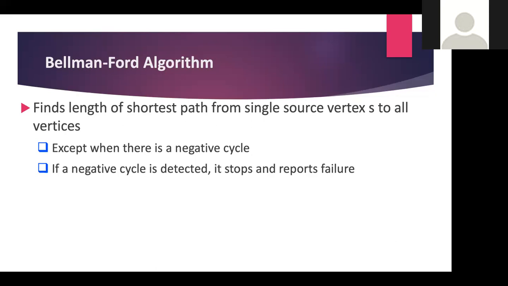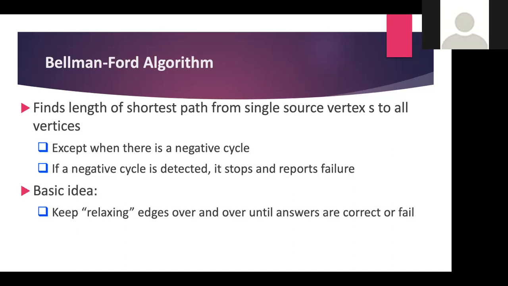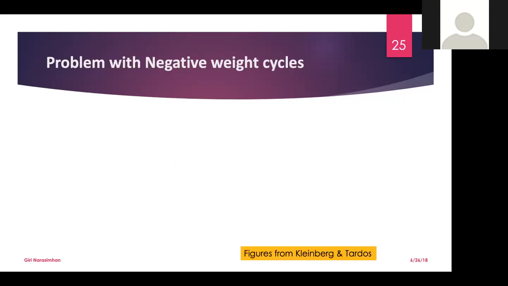One good thing about Bellman Ford is that if it detects a negative cycle, it'll report failure and stop. The basic idea, as I said before, is to simply relax the edges over and over again until you get the correct answers, or it fails because it detects a negative cycle. The real question is, how many times do you have to relax an edge? And as I said before, it relaxes it n times.